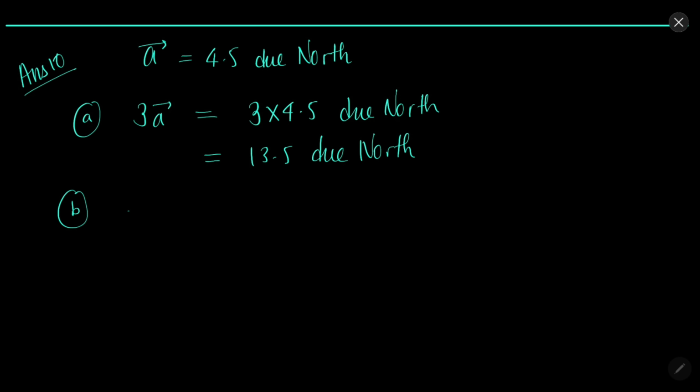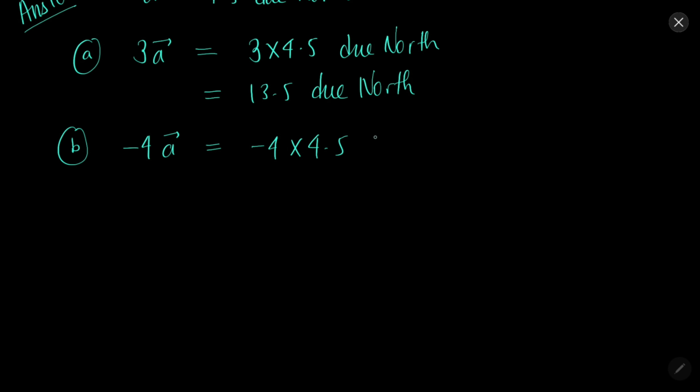Similarly, when we multiply by minus 4, along with the magnitude, the direction will also change. So it will be minus 4 into 4.5 due south. The direction changes if minus is there. So in short, you can say that it will be 18 due south. Either you can say minus 18 due north, or you can say plus 18 due south. So the minus sign changes the direction as well.